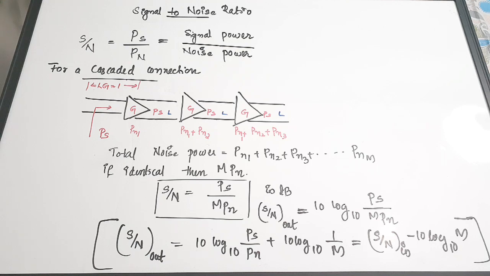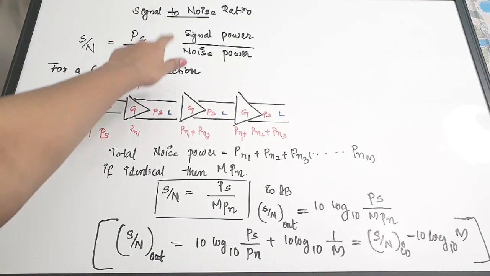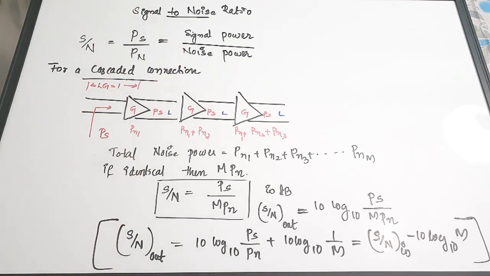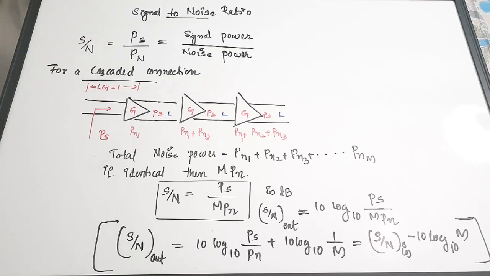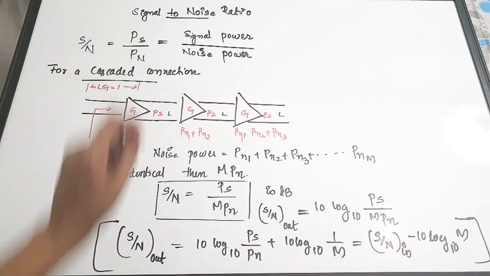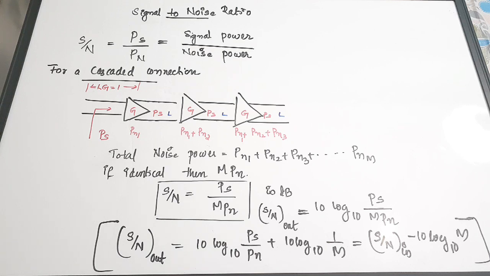The signal to noise ratio is nothing but the ratio of signal power to noise power. So throughout this video, we will be representing it as PS by PN, which is the ratio of the signal power to the noise power. We will calculate the signal power and the noise power at the output side, and then take the ratio of them, which will give us the signal to noise ratio. And it is represented as S by N.